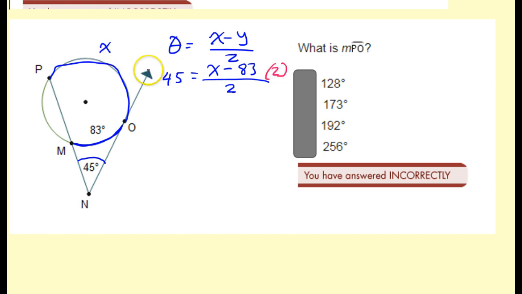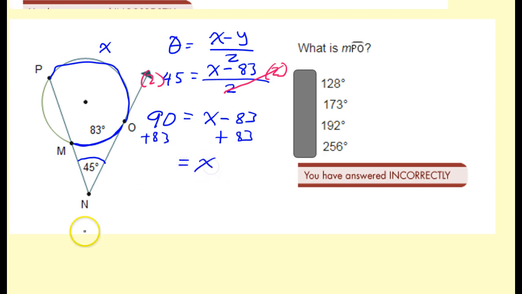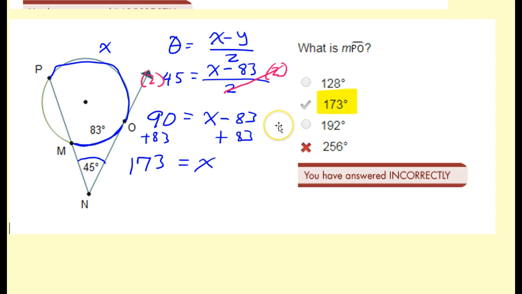I'm going to multiply by 2 on both sides to get rid of this ugly fraction business. So that's going to give me 90 is equal to x minus 83. And then I'm going to add 83 to both sides. So that is 173. And I guess that's it. That's what they're asking us to find. The measure of arc PO. And that's what this is. So the answer should be 173. Let's check it out. All right.